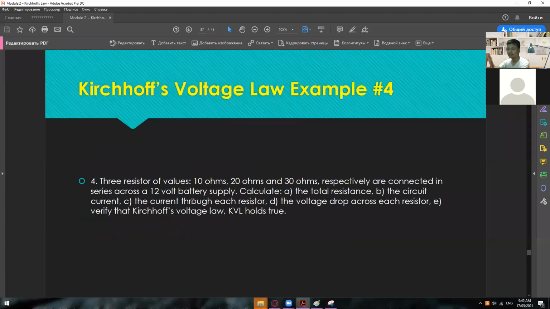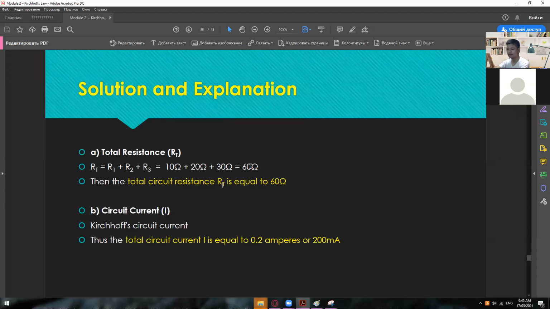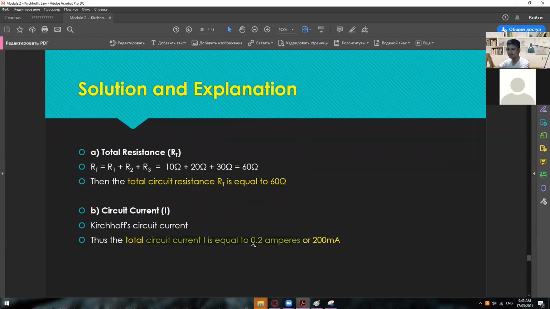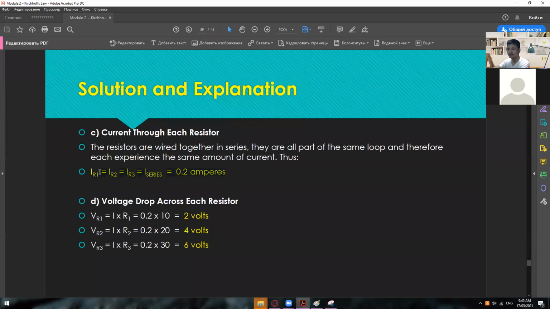Okay, so the voltage source is already given, which is 12, and the total resistance is already solved, which is 60. So 12 divided by 60 will give you 0.2 amperes or 200 milliamperes. I will not explain this one anymore since it's very simple and easy to understand. For the current through each resistor, since we are in series, your IR1, IR2, IR3 are just equal to your total current, which is 0.2.